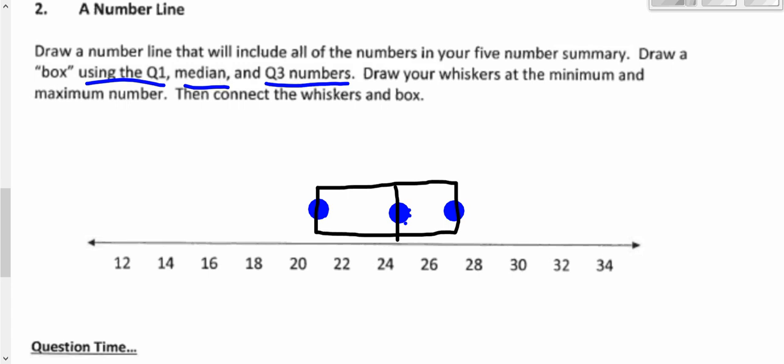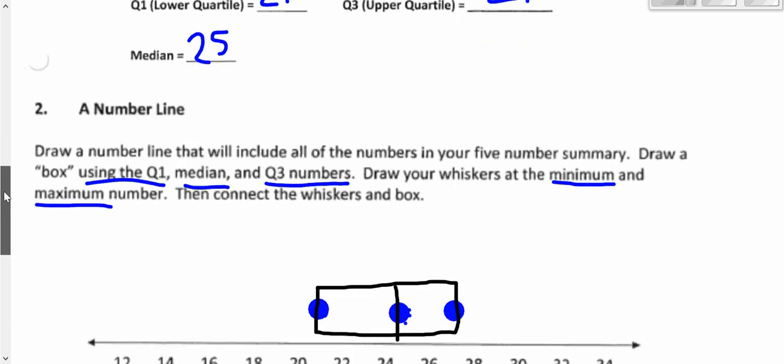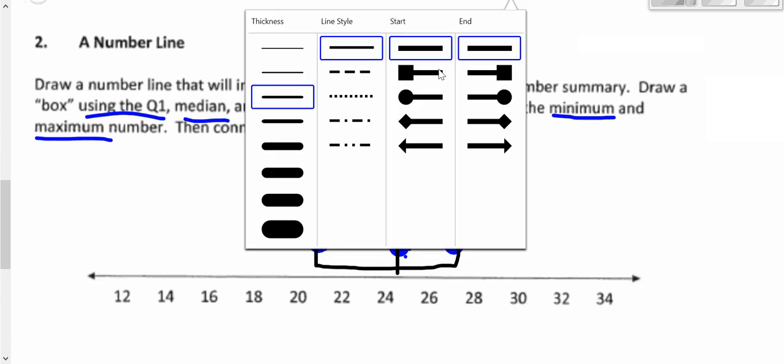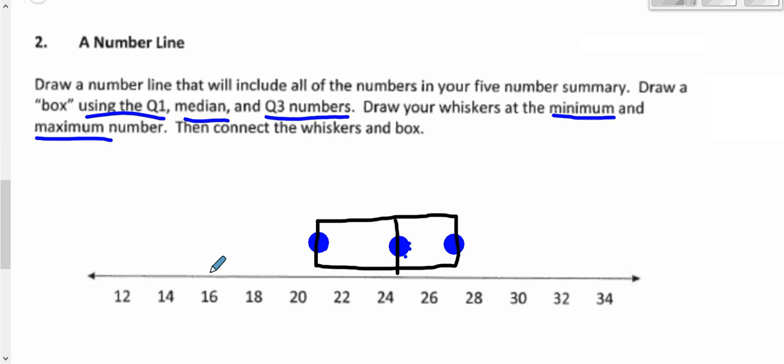Now it says to draw your whiskers at the minimum and the maximum number, okay? So my minimum was 16, and my maximum was 31. So I've got a point at 16, and I'm going to go up from 31. I've got a point at 31, okay? And now it says that I can then connect my whiskers and box. So in order to do that, all I would need to do is draw a line from my whisker to my box. And that is how we create a box and whiskers plot.